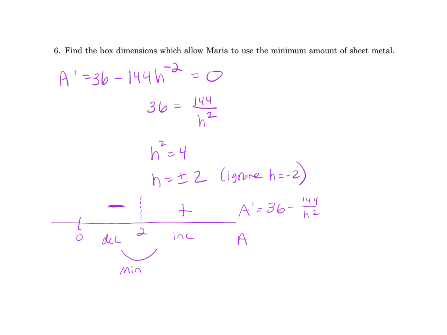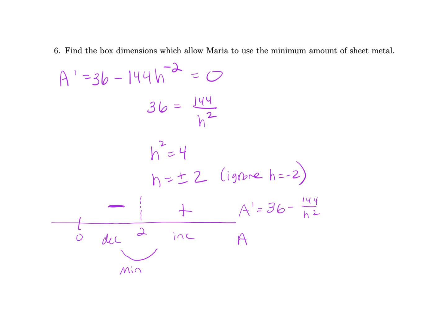Considering that 2 is my only critical point in the domain, that means that A is always decreasing from 0 to 2. So it's always coming down. And then after 2, it's always increasing. So this is the only possible global min. If there were another min, there'd have to be another critical point. So this is the only possibility for the global min.